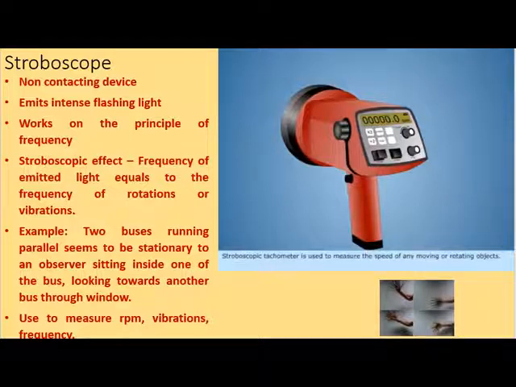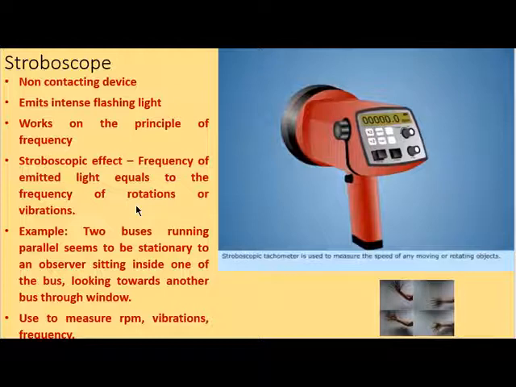So the stroboscopic effect is when the frequency of the emitted light from the stroboscope equals the frequency of the rotation or vibration. To understand this concept, let's say you have a disk and you mark a point at any position on the disk and you start rotating it. After one rotation, it again reaches the same point. It takes a certain time to complete that one rotation, so there is also a frequency.